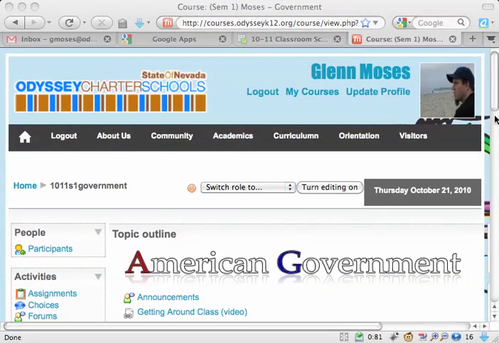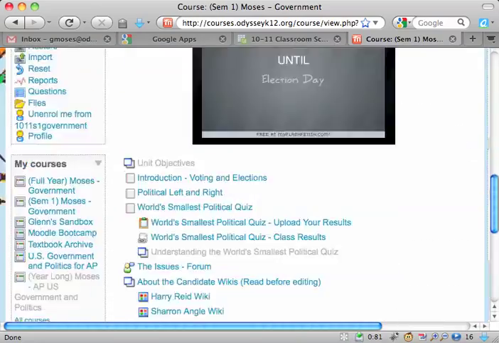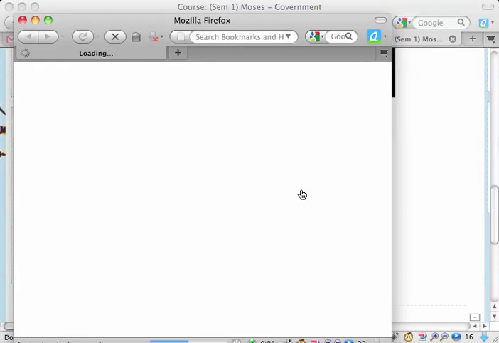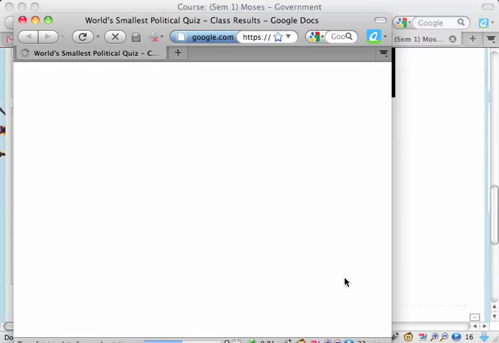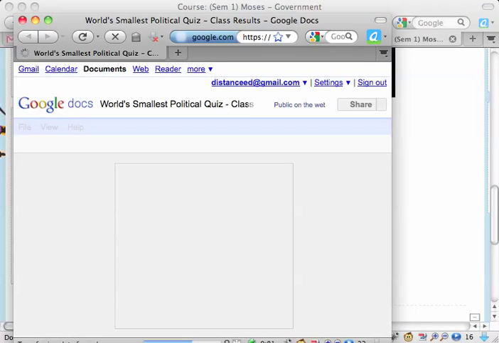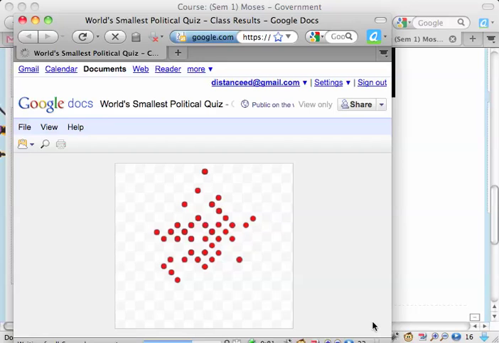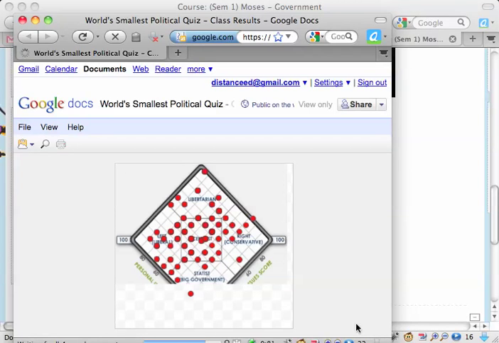Here we go. If you scroll down in your class and look at the World's Smallest Political Quiz class results, you should get an image that looks like this. There are 150 students that have completed this so far, and it's going to plot all of you. One thing that's a little misleading is that if your dot landed exactly where someone else's dot landed, there's no way to see that.